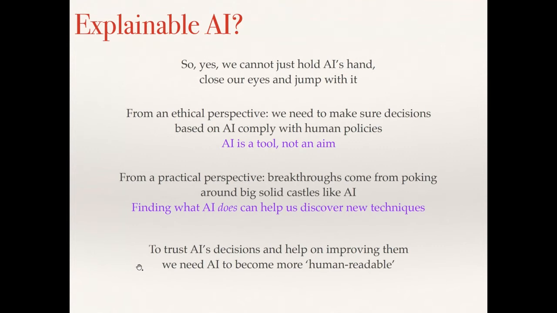Okay, so in summary, to trust AI's decisions and to also help in improving them, we need AI to become more human readable. And that's a concept that is becoming more mainstream, because now we realize, as the public, that the applications of AI are surpassing our expectations, in particular when it comes to the impact on, for example, citizen surveillance or obtaining private information. Most people now realize that this is something that we need to at least examine.